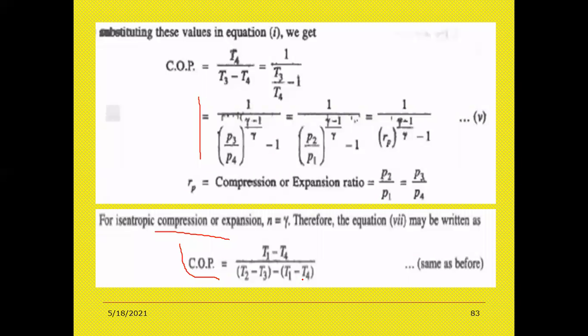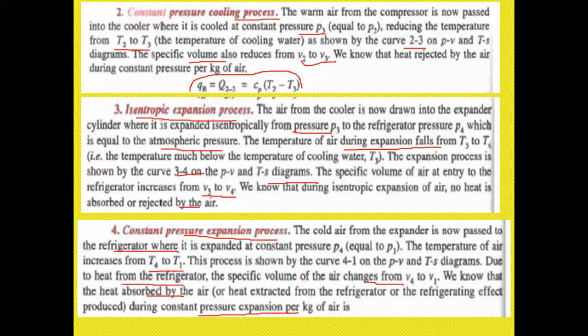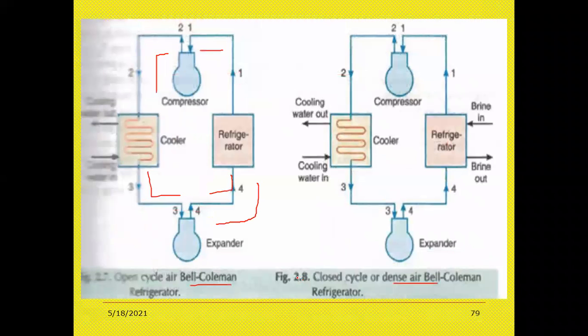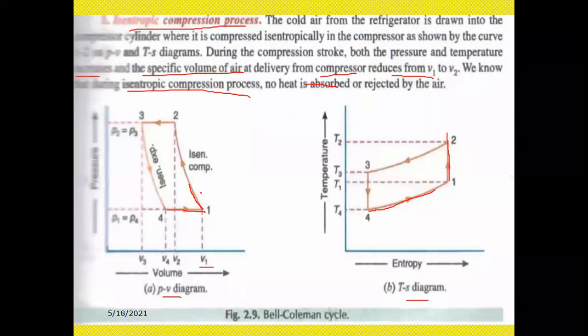If you get any question from the exam point of view, first draw this figure: the closed Bell Coleman cycle. First draw the refrigerator, compressor, cooler, and expander. Later draw the PV diagram and TS diagram. With this you can draw the diagram, so that you can write whatever you need by explaining the PV diagram as well as the TS diagram. Right?